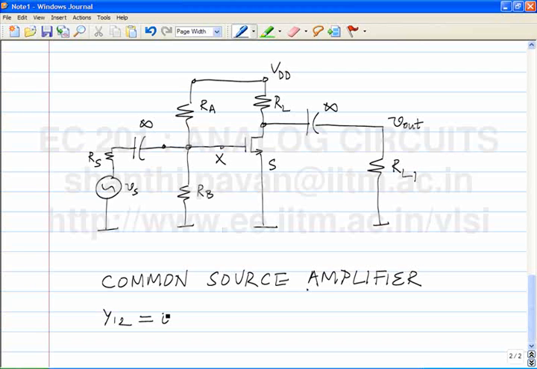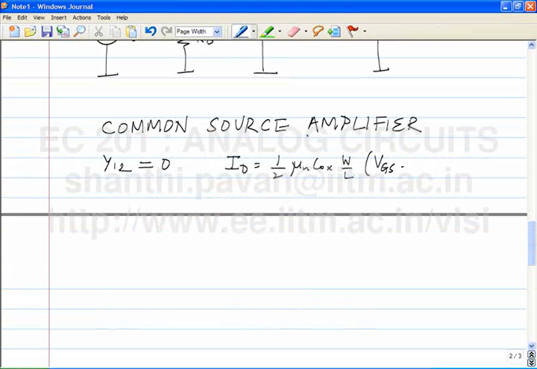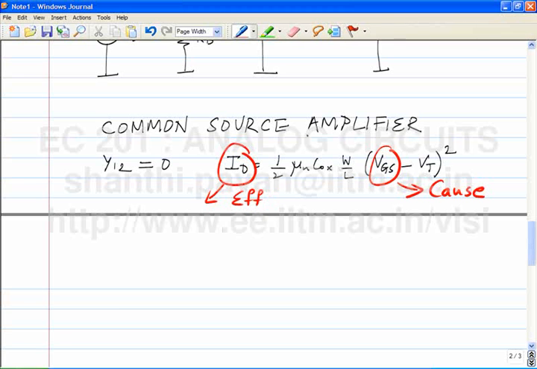Okay, so while it is true that the equation for the MOSFET is ID equal to 1/2 mu n Cox W by L, VGS minus VT, the whole square. This is an equation, right? Given ID, you will be able to find VGS, and given VGS, you will be able to find ID. But physically, which is the cause and which is the effect? Please note, this is an extremely important thing. VGS is the cause and ID, the drain current, is the effect.